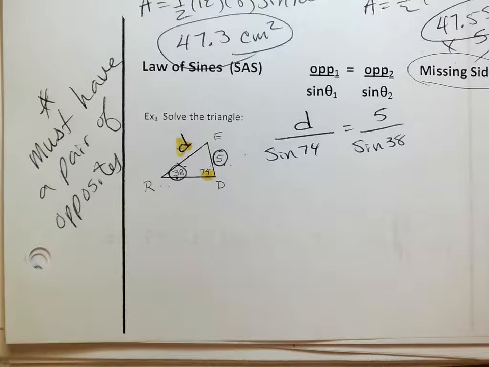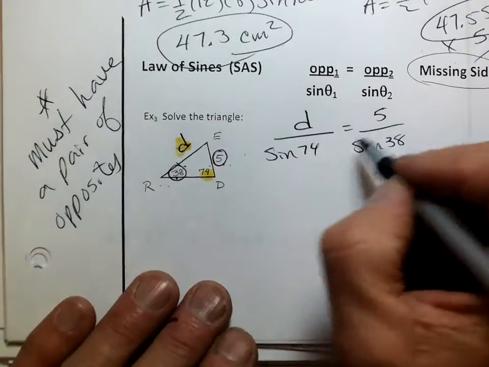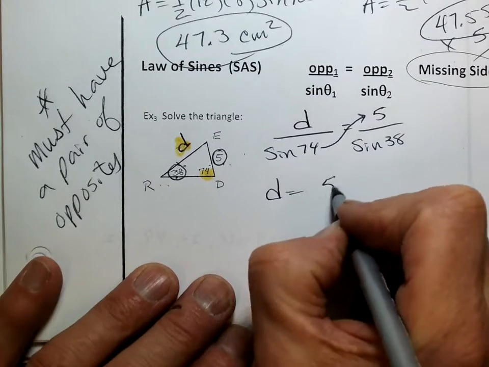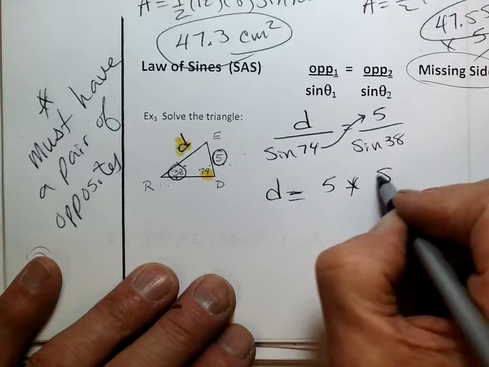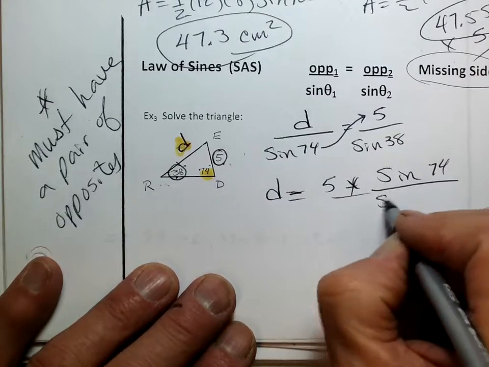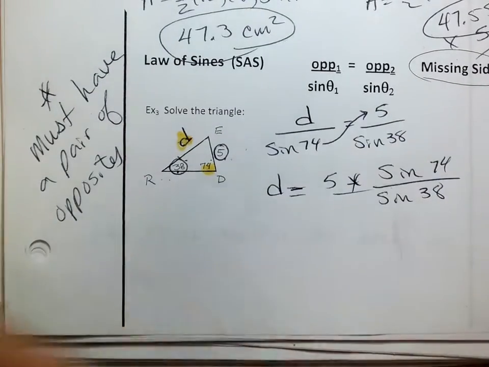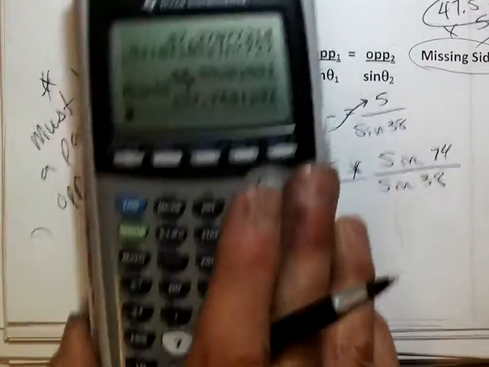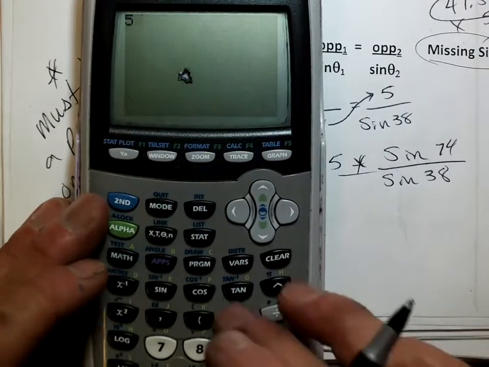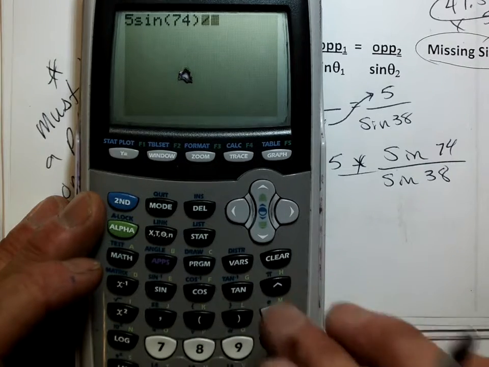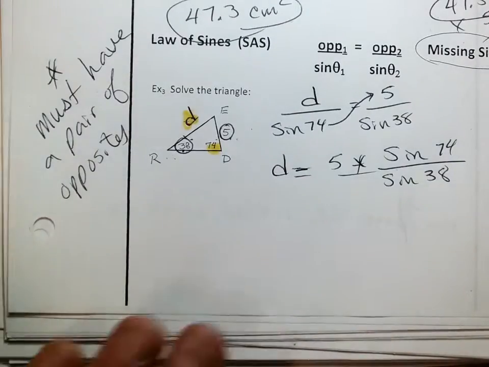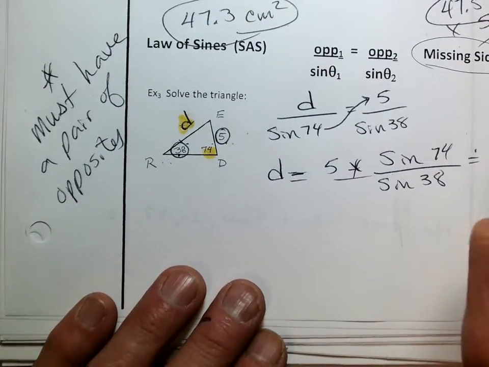Now if I want to solve for d, I'm simply going to multiply that up. So d will equal 5 times the sine of 74 divided by the sine of 38. Then I'm just going to use my calculator to figure that out. That's pretty easy. So, 5 sine of 74 divided by sine 38, and I get an answer of about 7.8. So little d is about 7.8.